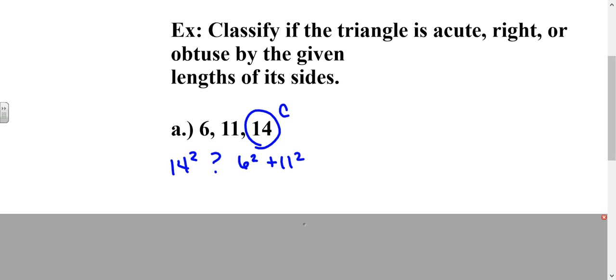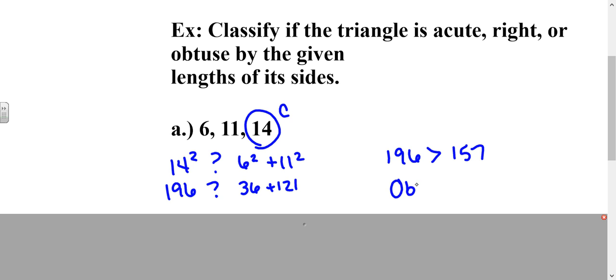14 squared is 196. Then we have 36 for 6 squared, and 11 squared is 121. If I take 36 plus 121, I get 157. If I write 196 and 157 like this, I would have to write the symbol pointing this way. So 196 is greater than 157, which means that the triangle is obtuse because c squared was greater than a squared plus b squared. Okay, let's try another example.